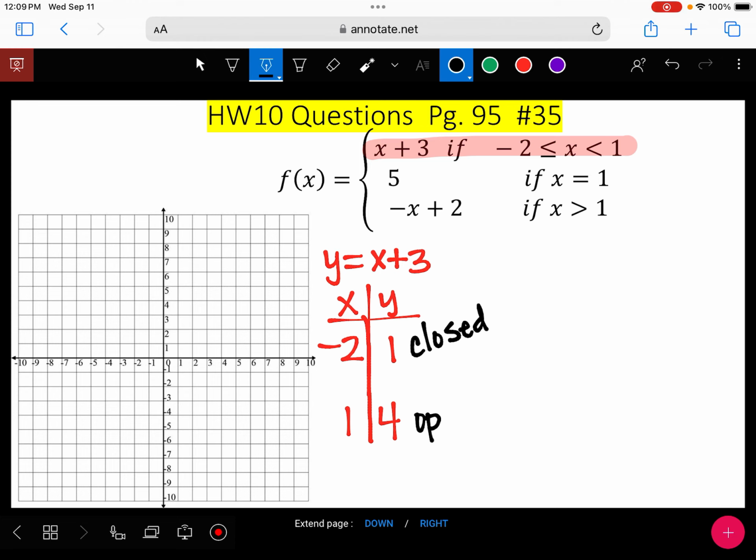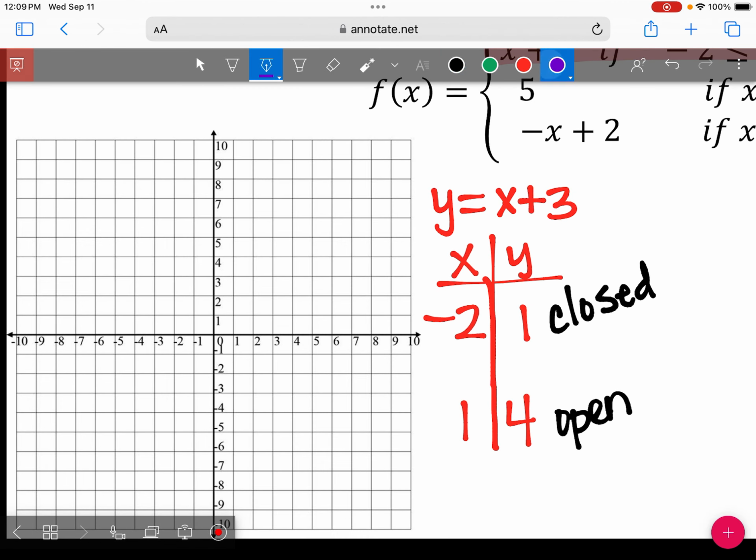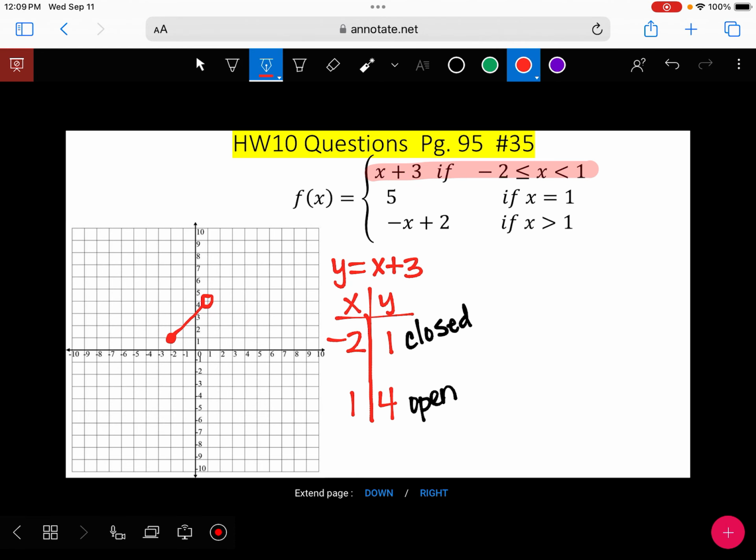So in geometry, we call this a segment. You guys remember a segment? A segment has 2 points. It's a segment. So we're going to draw a segment, put a closed circle at -2, 1, and an open circle at 1, 4. And connect it. And that's that first graph.